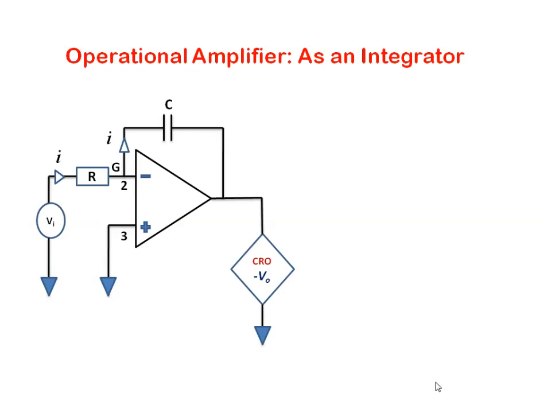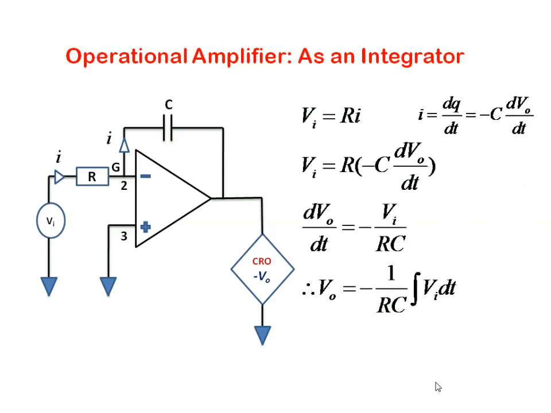This is the circuit for op-amp as an integrator. Here, input is applied to the inverting terminal with respect to ground through resistance R. The capacitor is connected between the output terminal and inverting terminal, and the non-inverting terminal here is grounded. To record the output of the integrator with respect to ground, a CRO is connected to the output terminal.